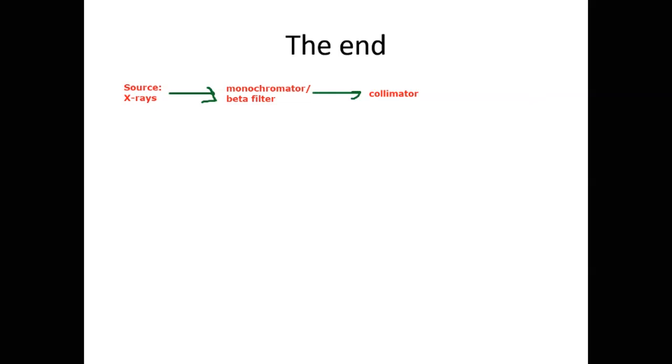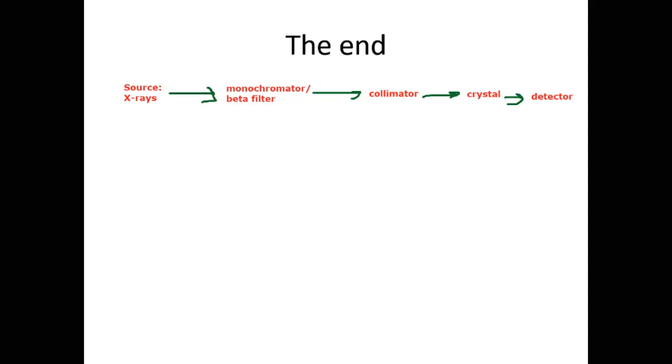And then from the collimator, it strikes the crystal. And then from the crystal, it goes to the detector. And the detector displays the image on it. So that's the flow chart of how the X-rays travel from the source to the detector.